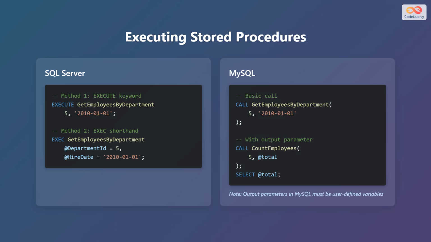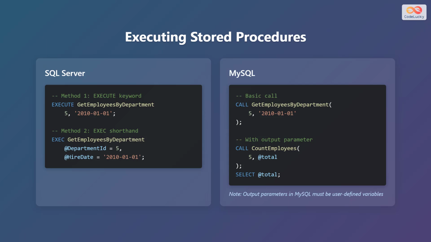Once you have created your stored procedure, you need to know how to execute it. The method for calling a stored procedure varies slightly between different database systems. Here's how you do it in SQL Server. There are two ways: using the EXECUTE keyword followed by the name of the procedure and the values for any parameters, or you can use the EXEC shorthand followed by the procedure name and the parameter values with their names.